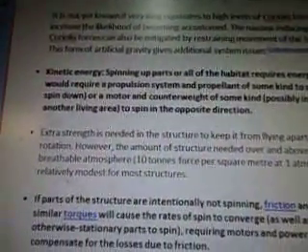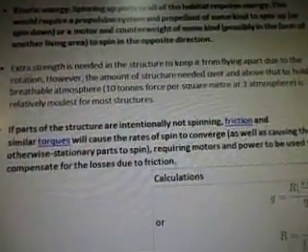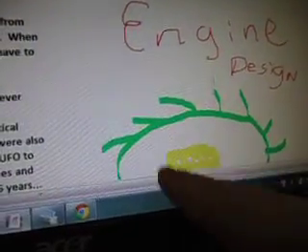So the next thing that comes up is kinetic energy, and we've had that come up so many times in this. Spinning up parts or all of the habitat requires energy. This would require a propulsion system and propellant of some kind to spin up or spin down, or a motor and counterweight of some kind, possibly in the form of another living area, to spin in the opposite direction, which was the basis of this. This spins this way and it stays stationary, and this spins around it, in a different direction.